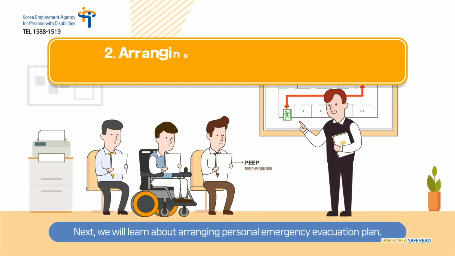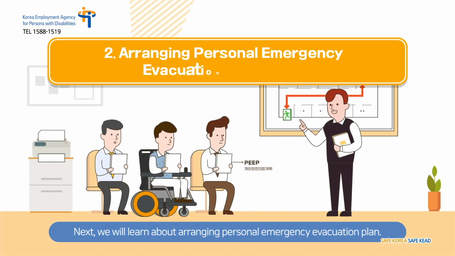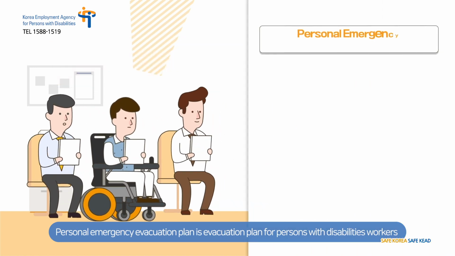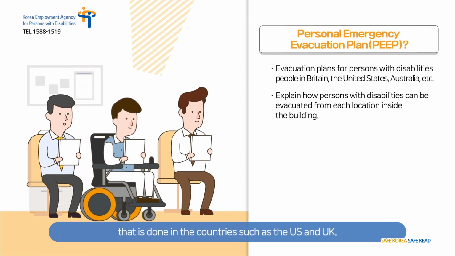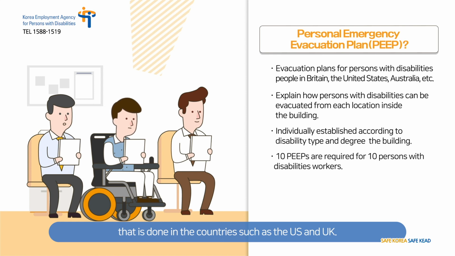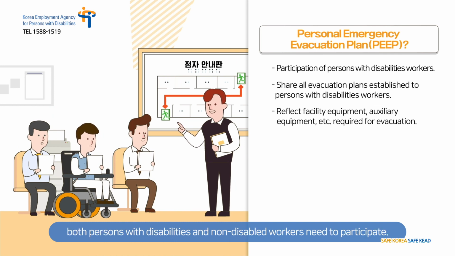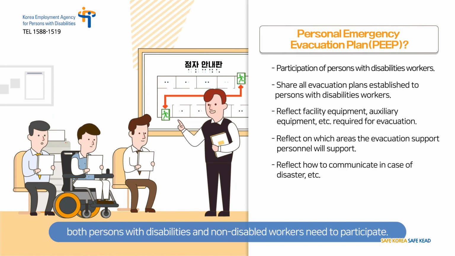Next, we will learn about arranging personal emergency evacuation plan. Personal Emergency Evacuation Plan is evacuation plan for disabled workers that is done in countries such as the US and UK. When arranging personal emergency evacuation plan, both the disabled and non-disabled workers need to participate.